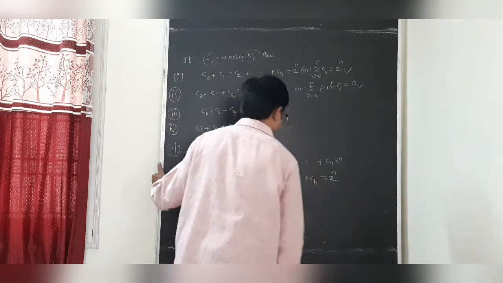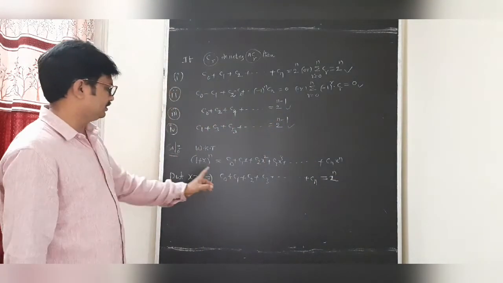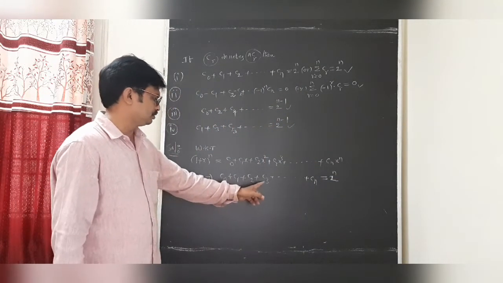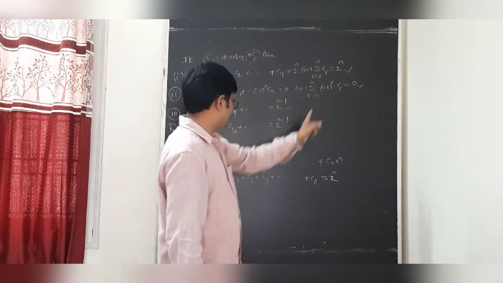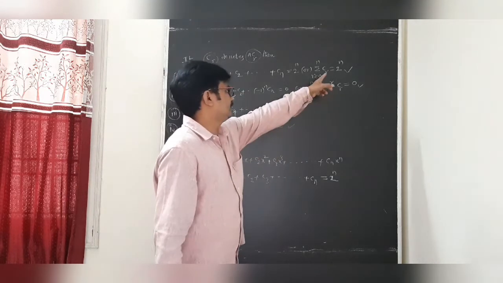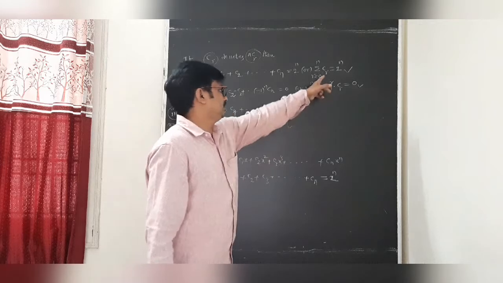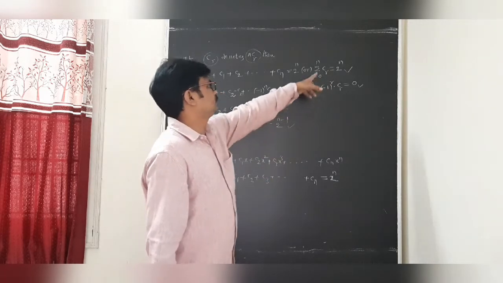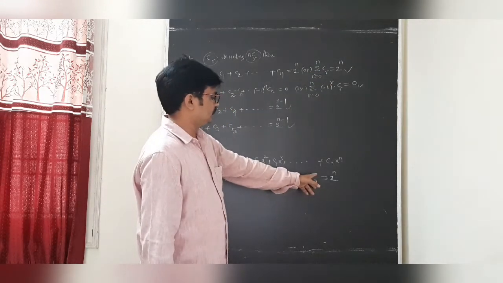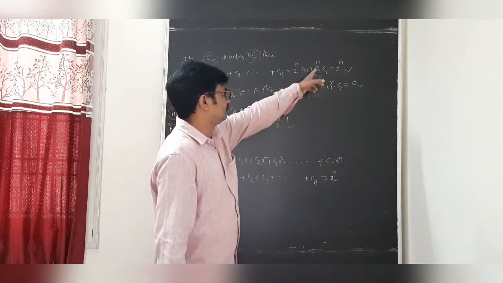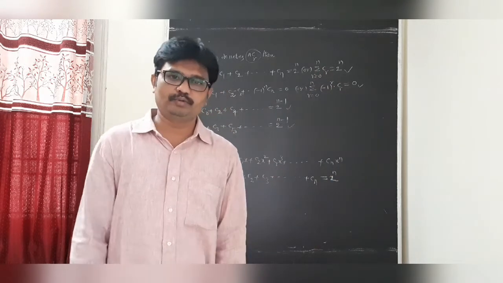My dear students, how can you write C0, C1, C2, C3 in sigma notation? When r equals 0, this is C0. r equals 1, C1. r equals 2, C2. And so on, r equals n, that is nothing but Cn. This can also be written as the sum from r equals 0 to n of Cr equals 2^n.